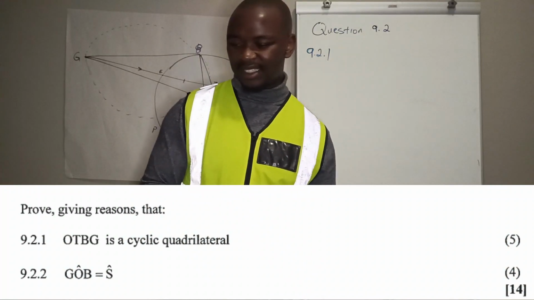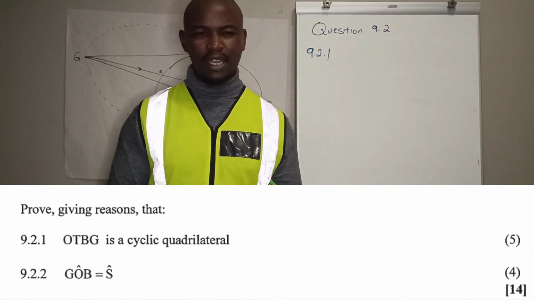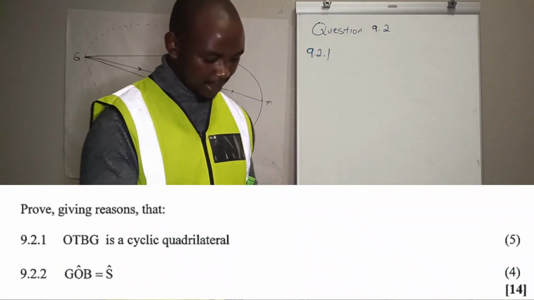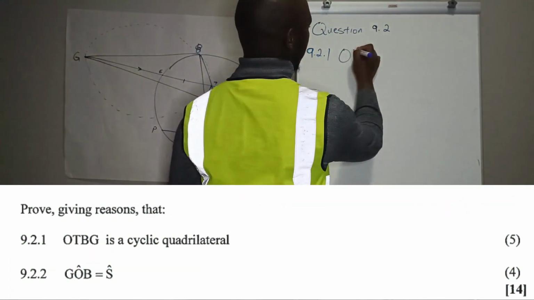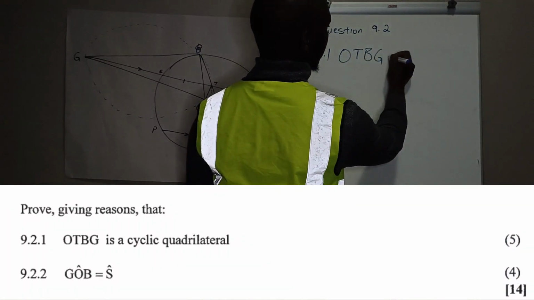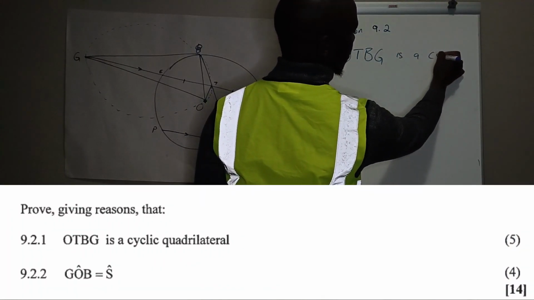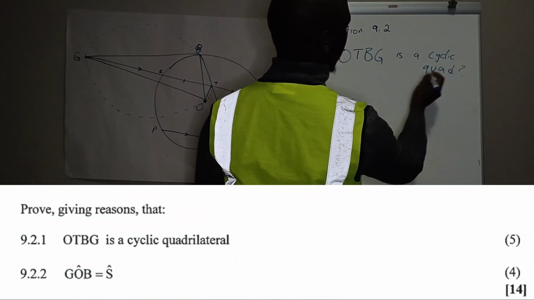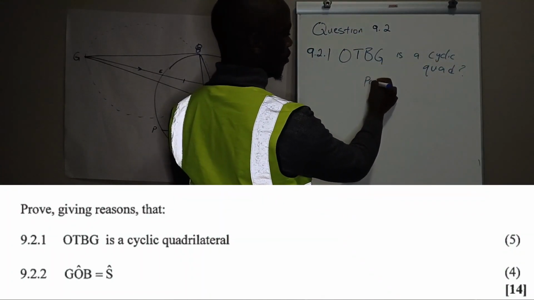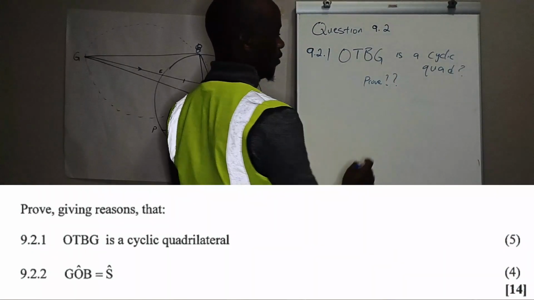So the first question is asking us to prove that OTBG is a cyclic quad. So prove that OTBG is a cyclic quad. So we must prove this. Alright.